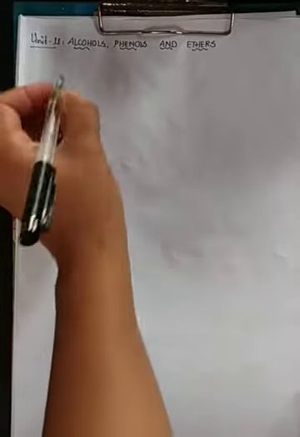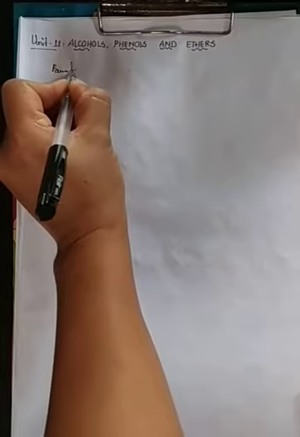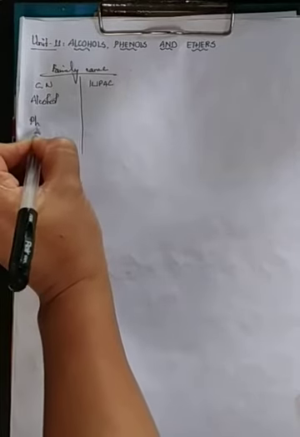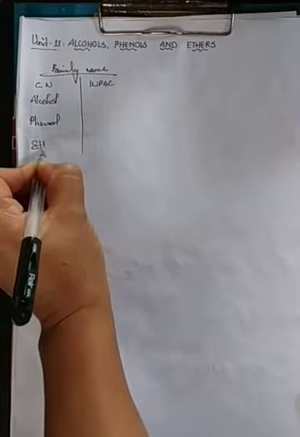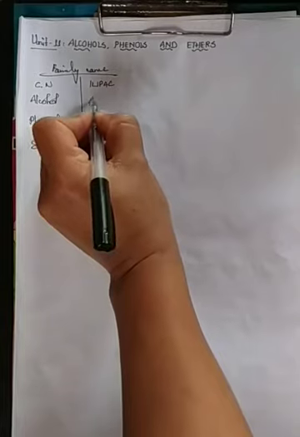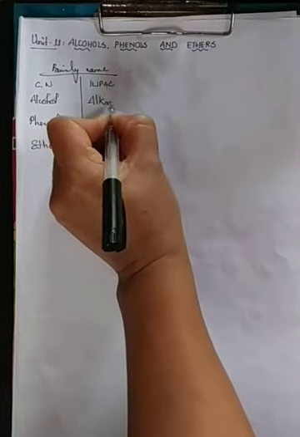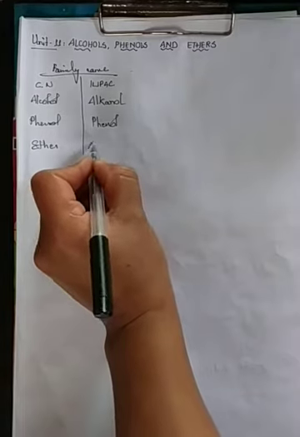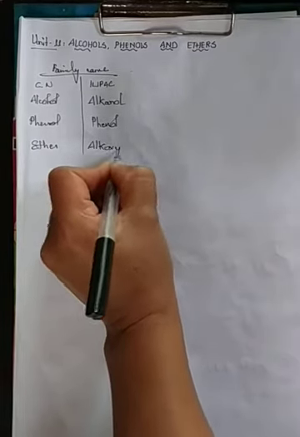Now, if we study the family name, the common name, and then the IUPAC name, they are alcohol, phenol, and ether. They are commonly known as alcohol, phenol, and ether. In the IUPAC name, alcohol will be known as alkanol. Phenol will also be simply referred to as phenol, and ether in the IUPAC name, the family name is known as alkoxy alkane.